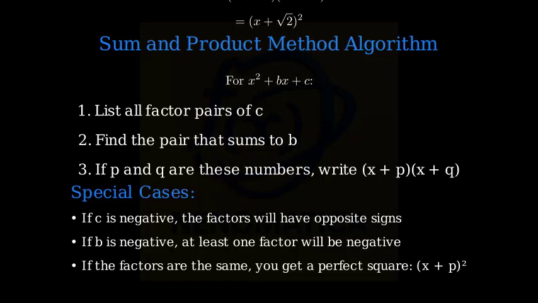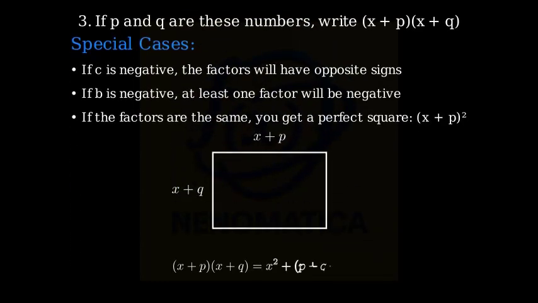Let's visualize how this method works. We can think of the factoring process as finding the dimensions of a rectangle. If the area of the rectangle is the constant term c, and the sum of two sides is the coefficient b, then those sides represent the factors we're looking for.